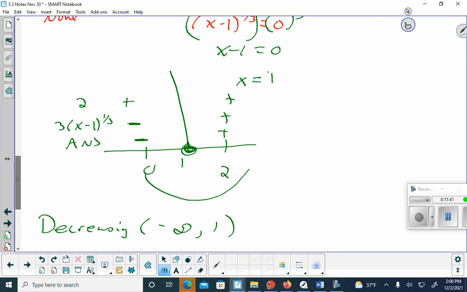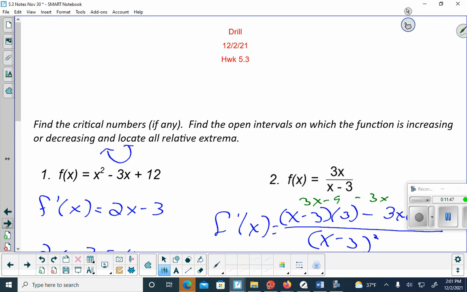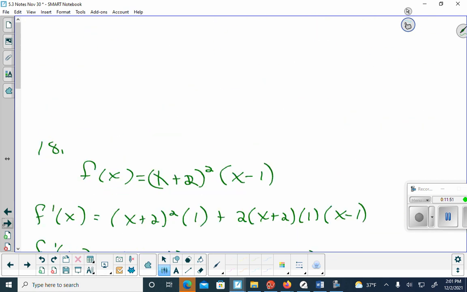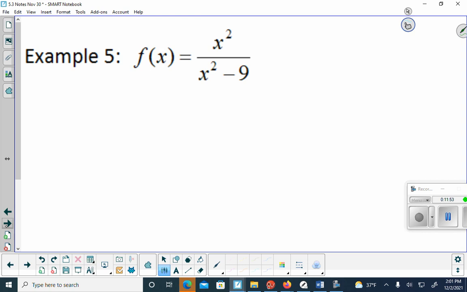Because there's only one critical number, so it's only dividing my interval into 2 spaces. And then now you have example 5. Do you want a second to do that one on your own? No, I got it.